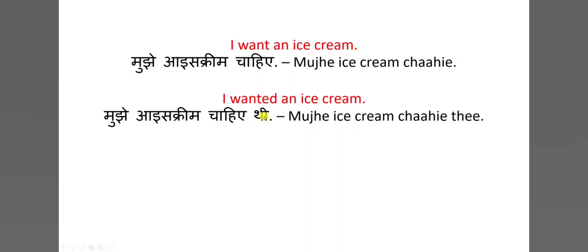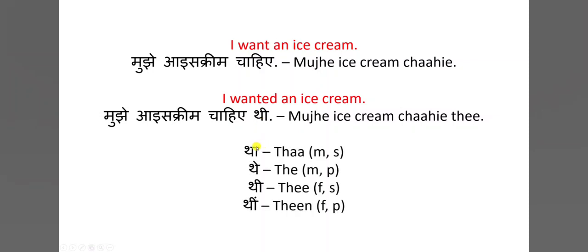We have an extra word here which is thi. Correct? This thi has been selected from the list of these four: tha, the, thi and thi. And you know how to use these. Right? This is how we frame sentences having past form of want.